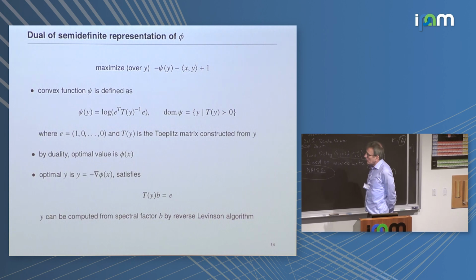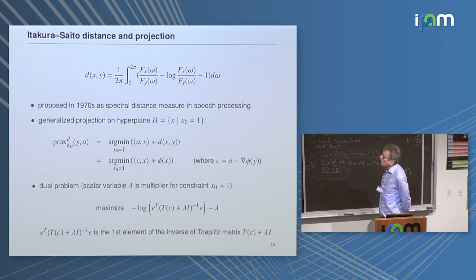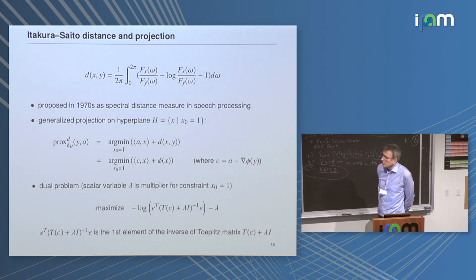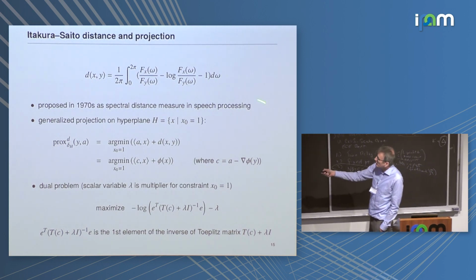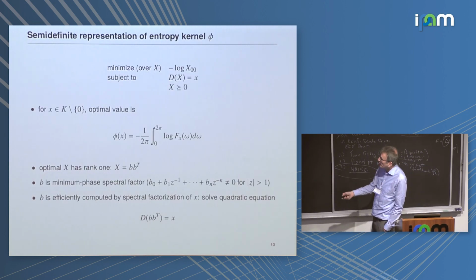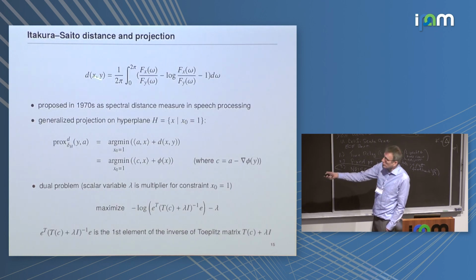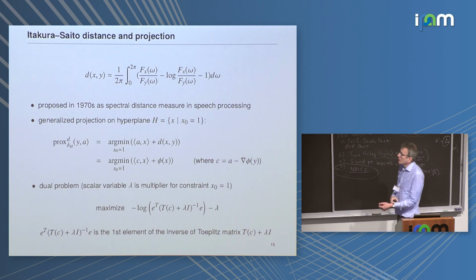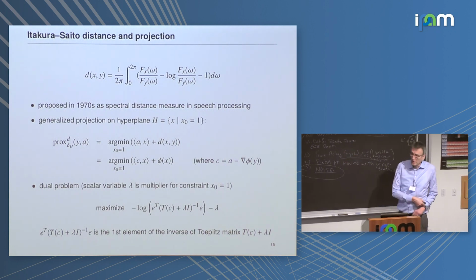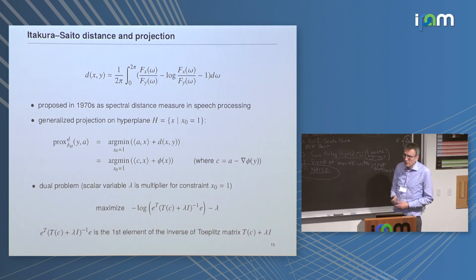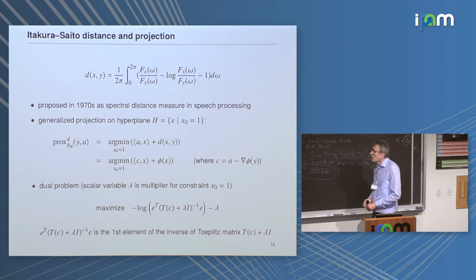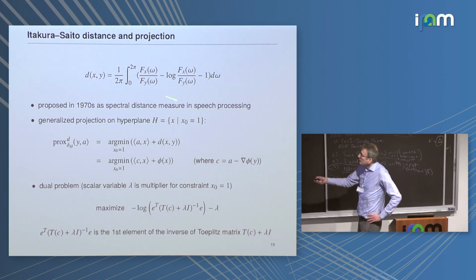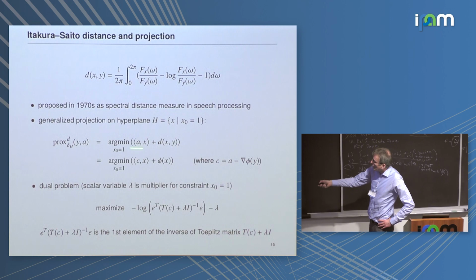And then the most important question is, of course, to do the projection with the distance defined by this. So this is an Itakura-Saito distance. If you take the distance defined by this kernel, you get something that looks like this. It comes from speech processing. It was actually studied in the 70s as a way of comparing power spectra in speech. So if you use this as distance, this is the optimization problem we have to solve.